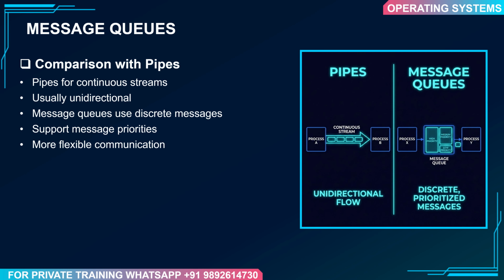Now, let us look at how message queues differ from pipes, which we discussed earlier. Pipes also allow processes to communicate, but pipes are usually unidirectional and work best for simple, continuous streams of data. Message queues, on the other hand, allow discrete messages. Each message is separate and clearly defined. With message queues, you can also assign priorities to messages, which is not something basic pipes support easily. This makes message queues more flexible for complex communication patterns.